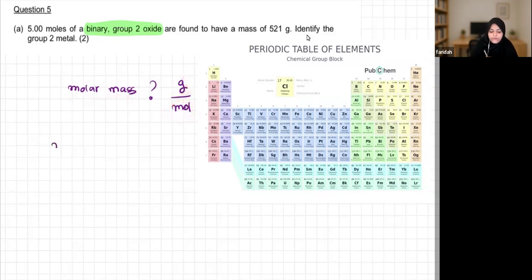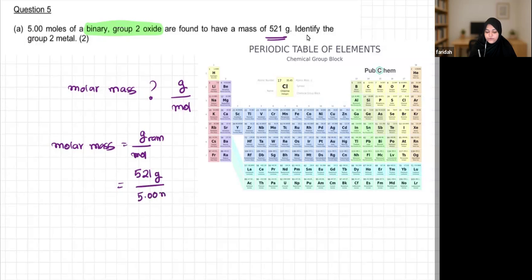So our molar mass formula is actually gram per mole. You can say mass per mole. And in this question, they give us the mass, which is 521 grams. So we're going to take 521 grams divided by the moles, which is 5.00 moles.